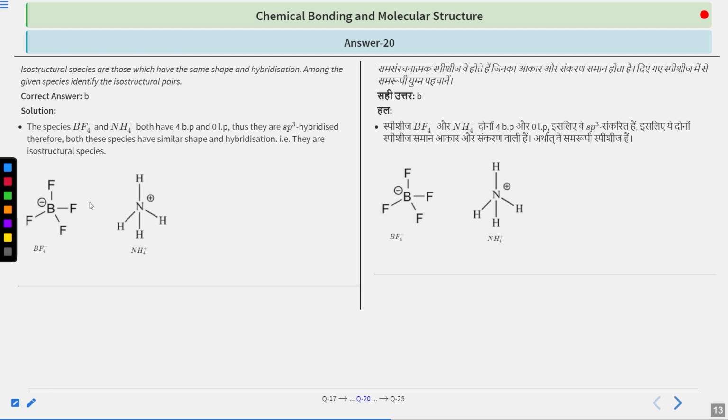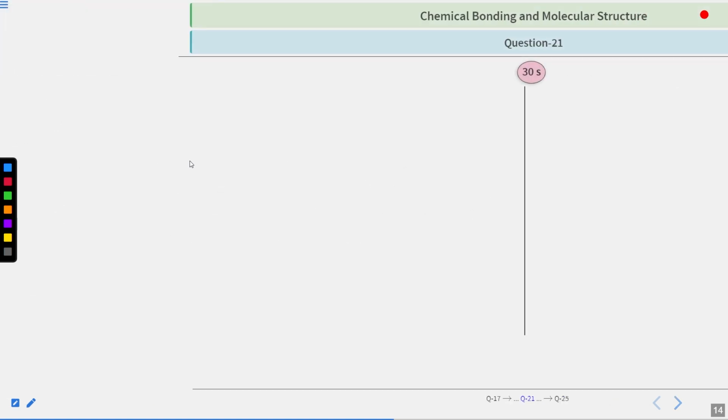So this is their structure. It is clearly visible that both of them are adopting a tetrahedral structure. So they both are isostructural. Clear? That is your BF4- and NH4+. Moving on to the next question.